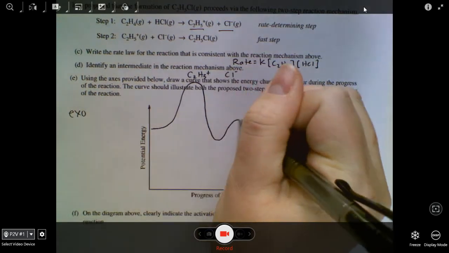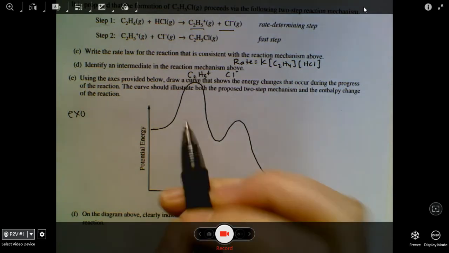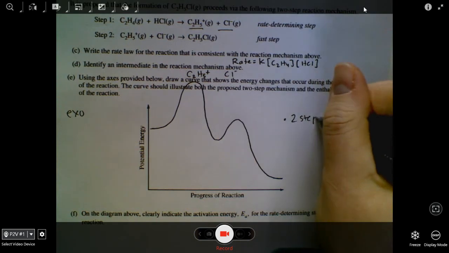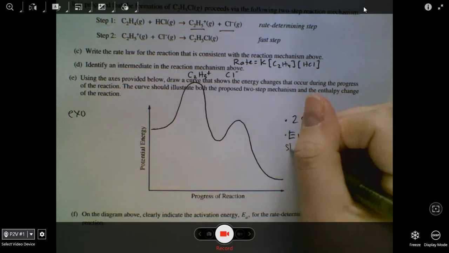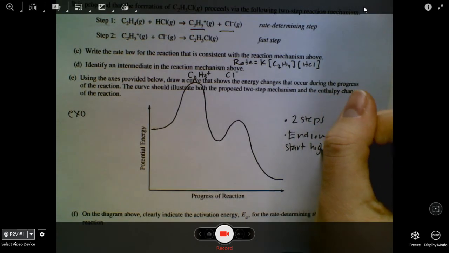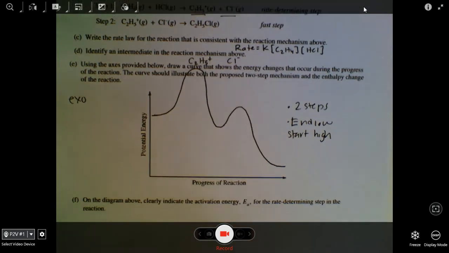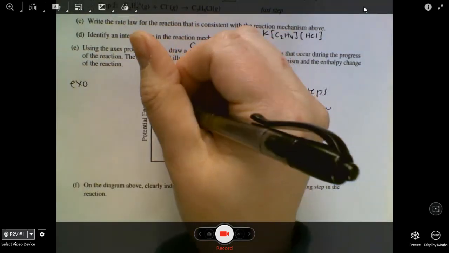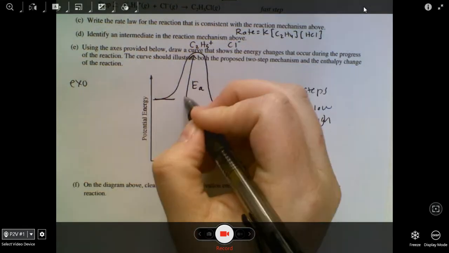So when we think about our changes, the slow step always has the big activation energy. Glad I left a lot of room. And then the second step is smaller there. So I've got a big step and a little step. This is each step of the mechanism. So we've got to have two steps. We've got to end low, start high. And then the big thing is that our slow step needs to have the biggest activation energy. And for F here, it says indicate the activation energy for the rate determining step. So activation energy is always going to be from where we start to the top of our peak. That's our activation energy, which we can write as EA.